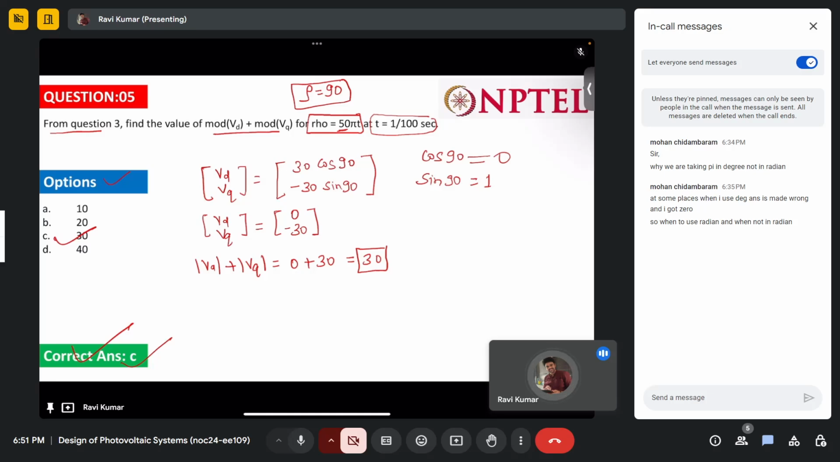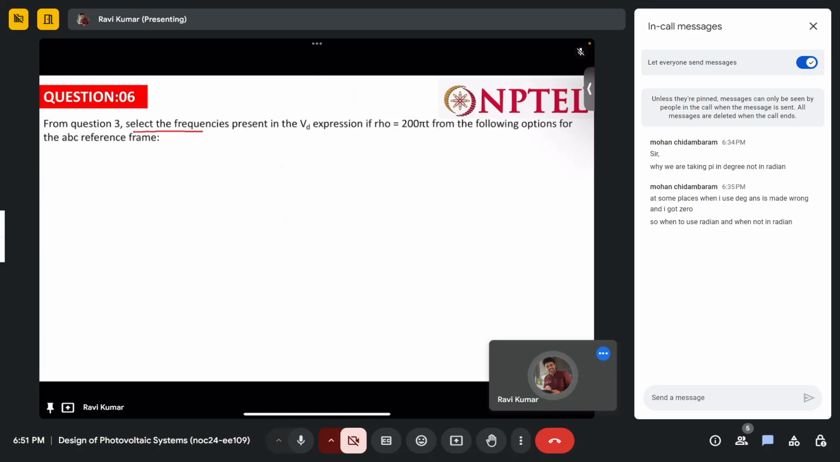Now let's go to the next question, which says select the frequencies present in VD expression if rho is 200 pi t from the following options for the ABC reference frame. And these are the options. This is also so simple.